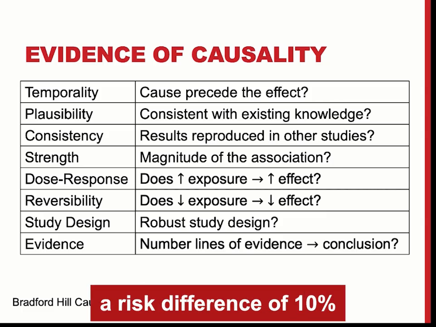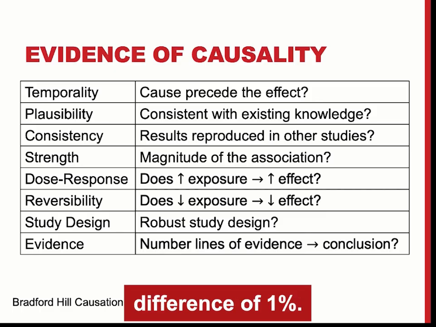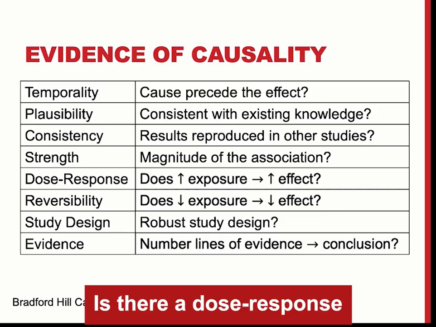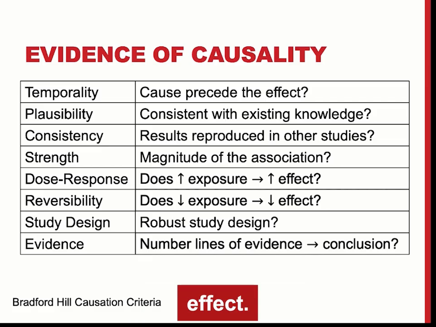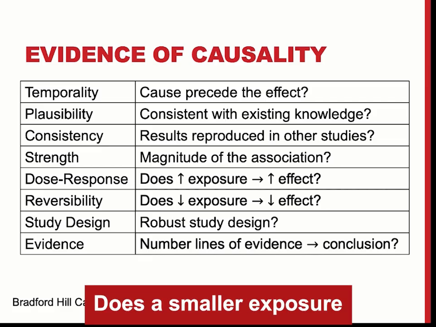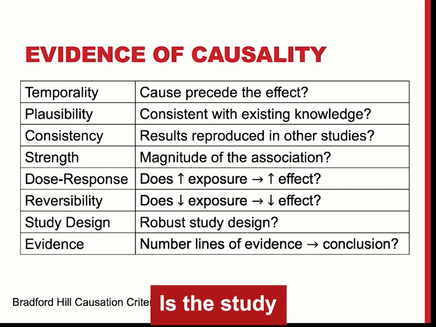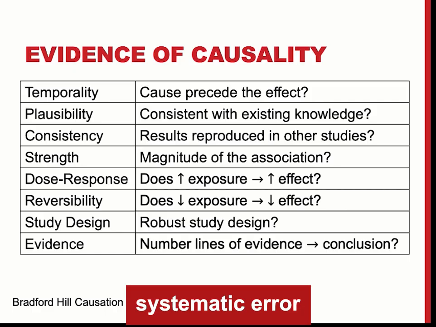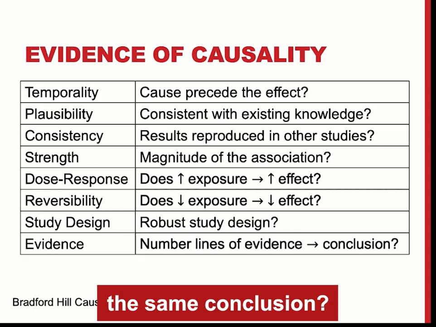For example, a risk difference of 10% is more likely to be causal than a risk difference of 1%. Is there a dose-response relationship? Does a larger exposure result in a larger effect? Is the effect reversible? Does a smaller exposure result in a smaller effect? Is the study design robust? Have steps been taken to limit systematic error and biases? And do multiple lines of evidence lead to the same conclusion?